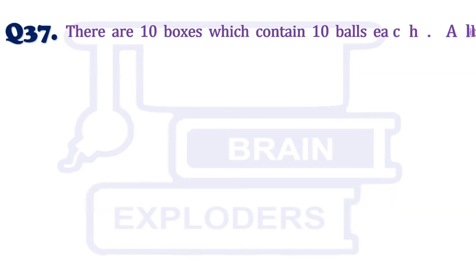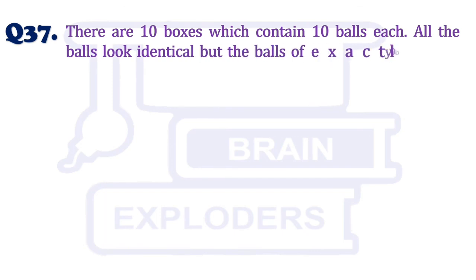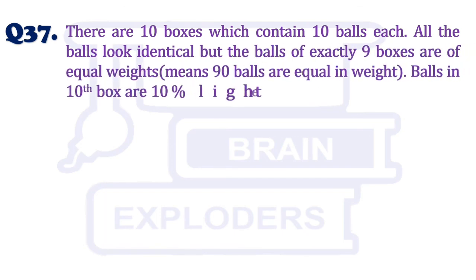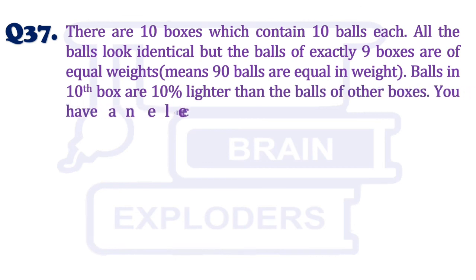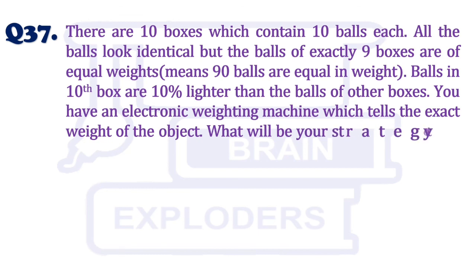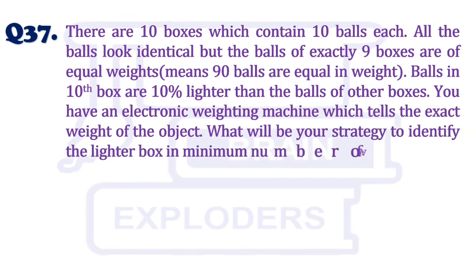There are 10 boxes which contain 10 balls each. All the balls look identical, but the balls of exactly 9 boxes are of equal weights. Balls in the 10th box are 10% lighter than the balls of other boxes. You have an electronic weighing machine which tells the exact weight of the object. What will be your strategy to identify the lighter box in the minimum number of weighings?